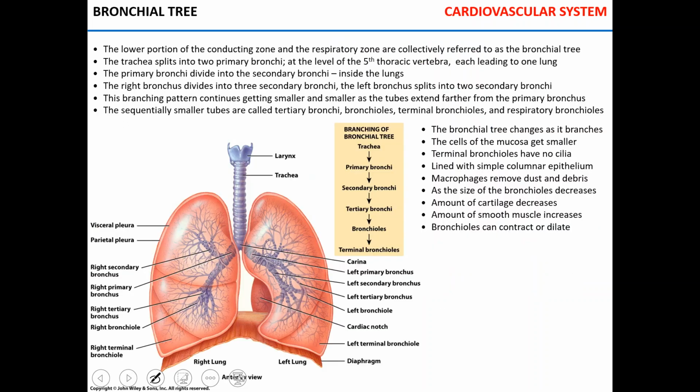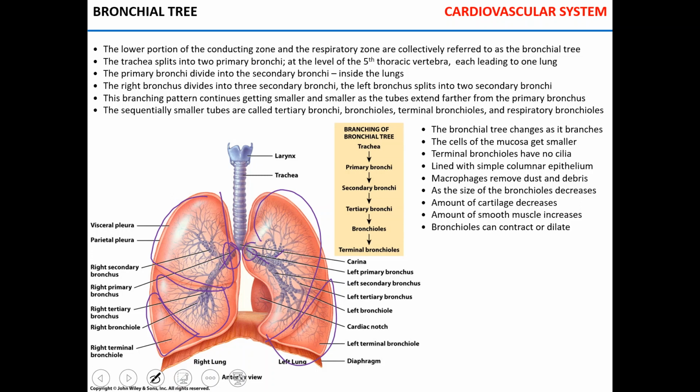Now, the trachea branches into primary, secondary, tertiary, and so on bronchi. There are 23 orders of branching. The right primary bronchus branches into 3 lobar bronchi, matching the number of lobes in the lung. And the left primary bronchus branches into 2 lobar bronchi.